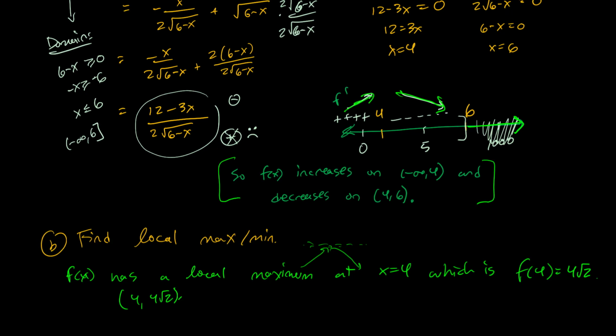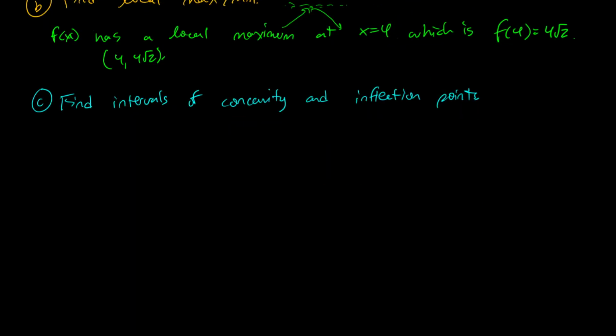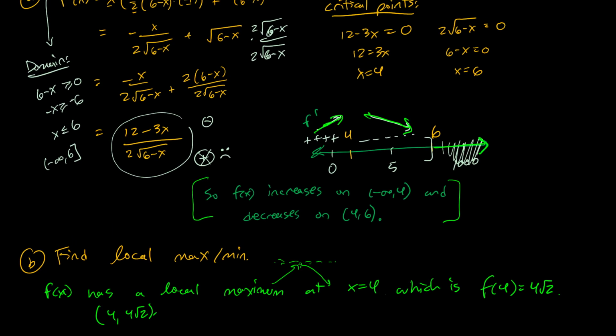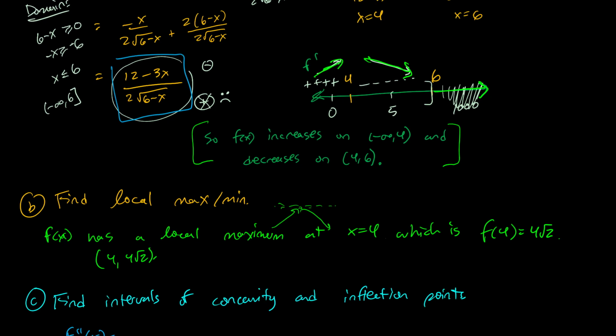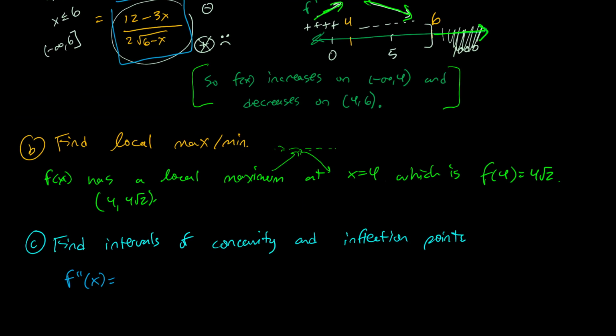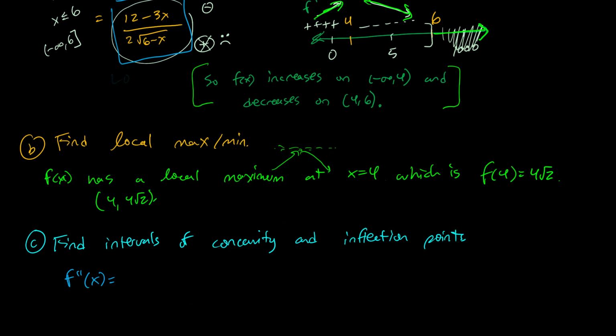All right, so what's the next thing we need to do? So now they're asking us to find intervals of concavity and the inflection points. Now, those come from the second derivative. So I need to calculate my second derivative. And remember, my first derivative was right here. So I need to take the derivative of that, which doesn't look good because we might as well just use quotient rule here. And remember, quotient rule says low, which is down here, and high.